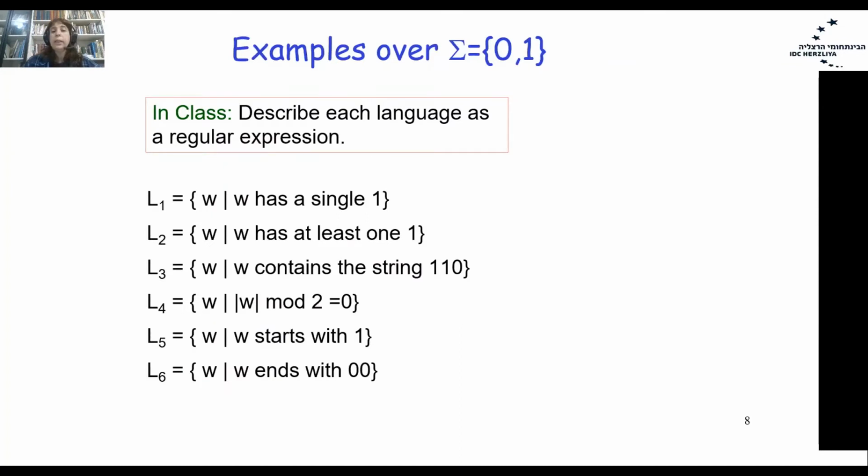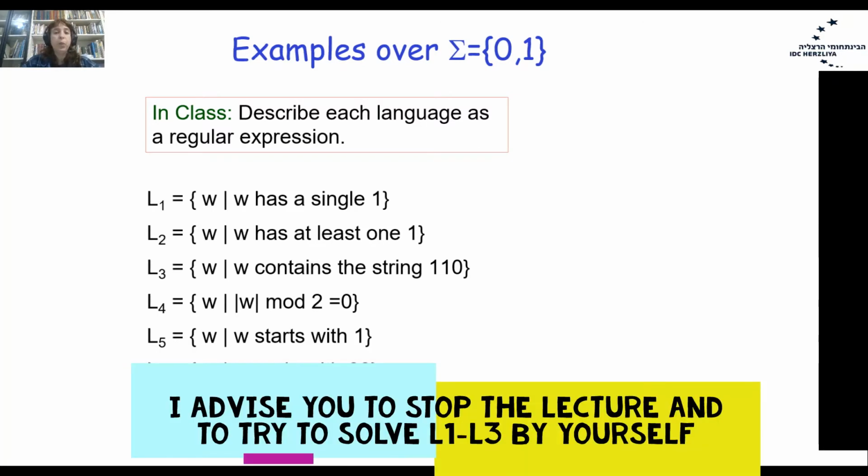Okay, let's see some examples of languages, and we will do the first 3 examples during the lecture, and the rest we will do during our practice exercises. We are given the alphabet {0, 1}, and you are asked to describe each language as a regular expression. The first language, L1: W such that W has a single 1. L2: W has at least one 1.